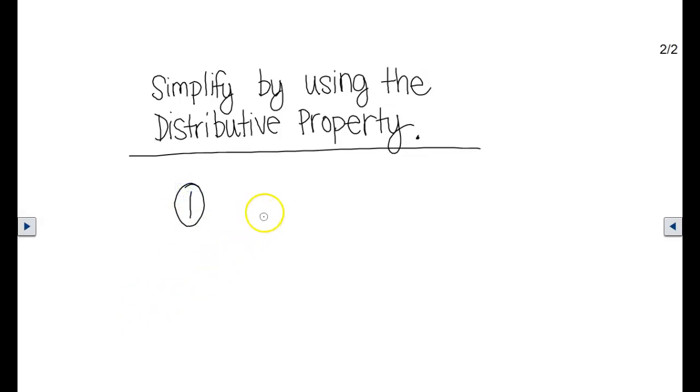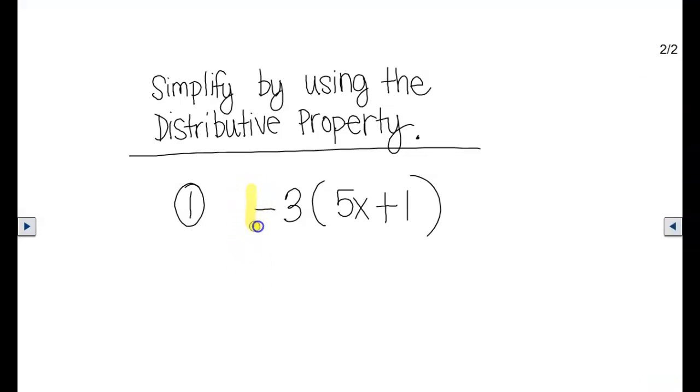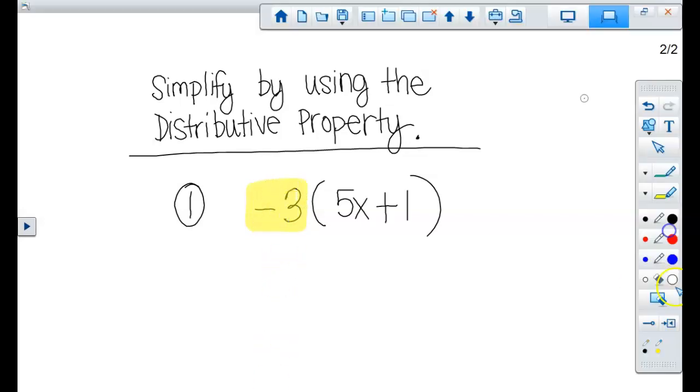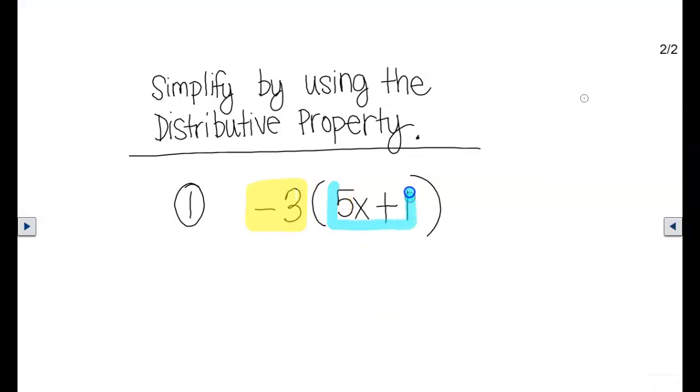Let's start with a negative 3 times 5x minus 1. Or actually, let me make a quick change here. Let me make that plus 1. Let's start out with a plus in there. So we're doing negative 3 times the group 5x plus 1. So again, same thing. Let's start by thinking about what this problem is asking us to do. It wants us to take the number negative 3, and it wants us to multiply that number by the entire group, 5x plus 1.